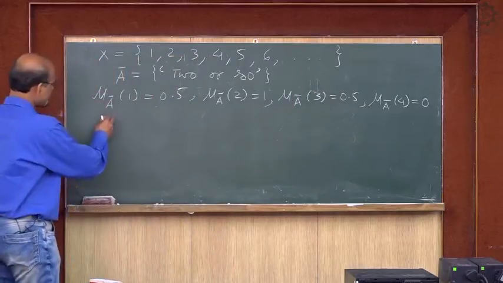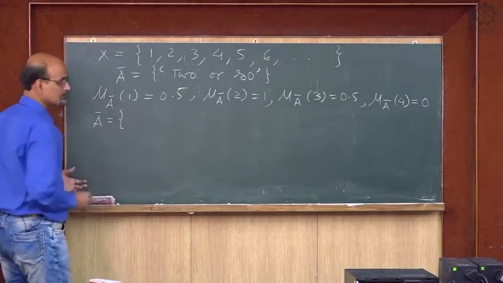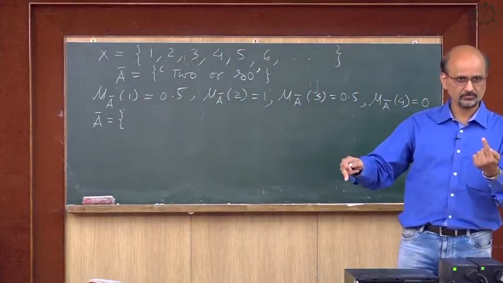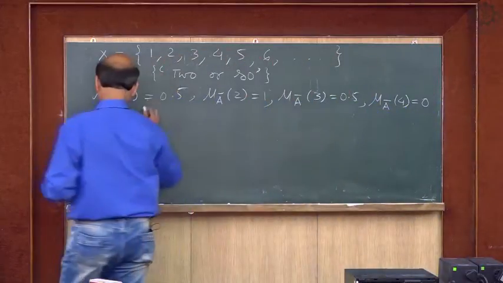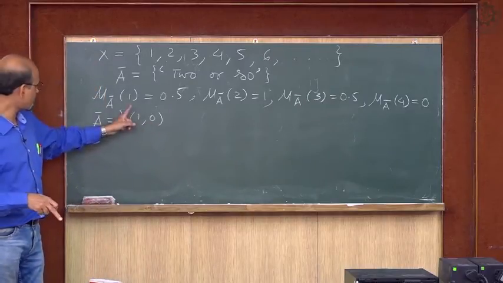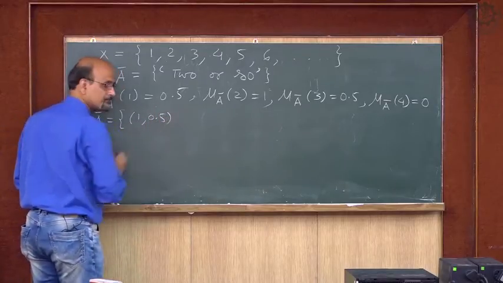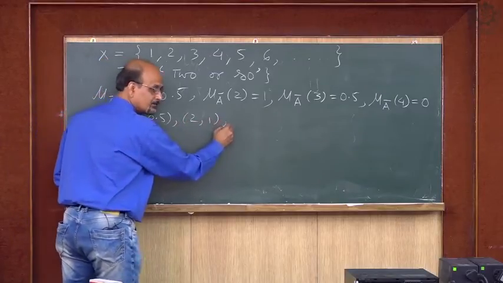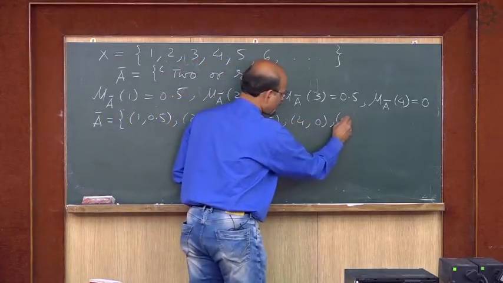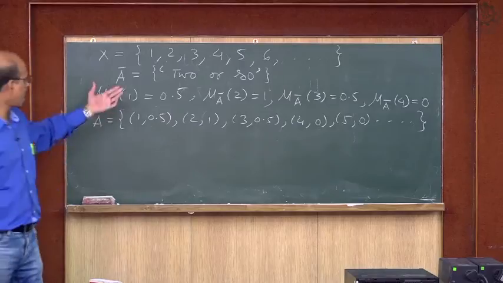Now, the fuzzy set A bar I can write like this. I told that fuzzy set will have two components, one is the element and its membership value, membership degree. So, for 1, I will have (1, 0.5), since mu A bar 1 is 0.5. Similarly, (2, 1), (3, 0.5), (4, 0), like that (5, 0). So, this is the fuzzy set that you will get for this 2 or so.